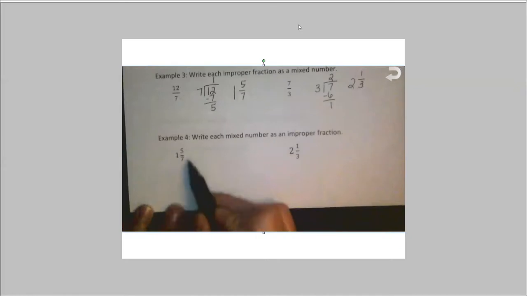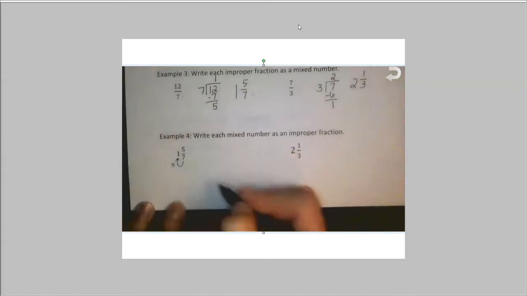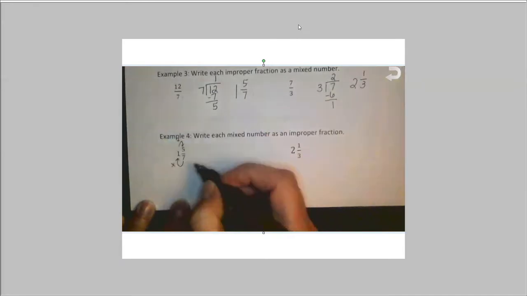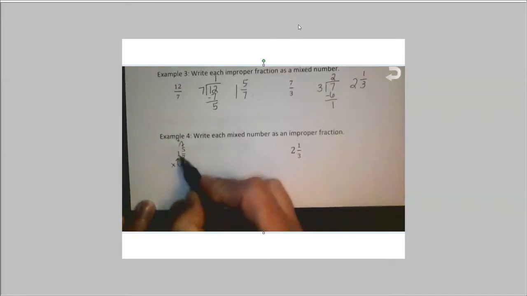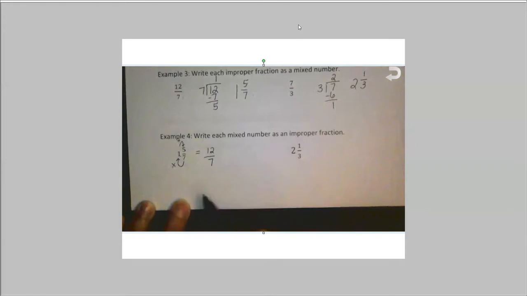So to convert a mixed number to an improper fraction, you're going to take your denominator and multiply it times that whole number. 7 times 1 is 7. And then you will add that numerator. So 7 times 1 is 7, plus 5 is how we get 12/7. This is an important step to learn how to do, because in just a little bit we're going to be multiplying and dividing with mixed numbers, and this will be a step that we have to do in order to multiply and divide those fractions.